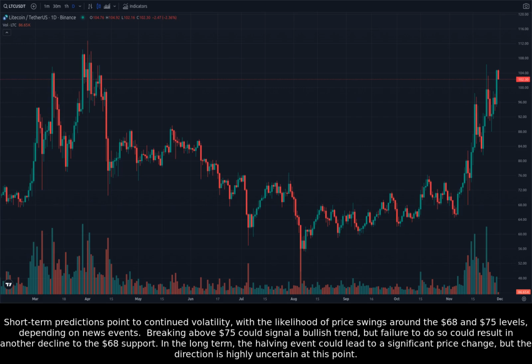Short-term predictions point to continued volatility, with the likelihood of price swings around the $68 and $75 levels, depending on news events. Breaking above $75 could signal a bullish trend, but failure to do so could result in another decline to the $68 support. In the long term, the halving event could lead to a significant price change, but the direction is highly uncertain at this point.